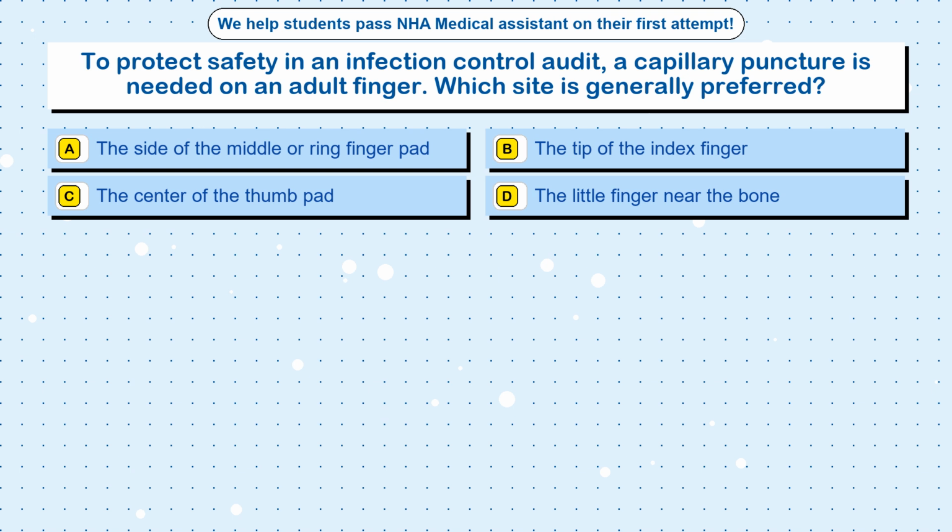Which side is generally preferred? Option A. The side of the middle or ring finger pad. Option B. The tip of the index finger. Option C. The center of the thumb pad. Option D. The little finger near the bone.